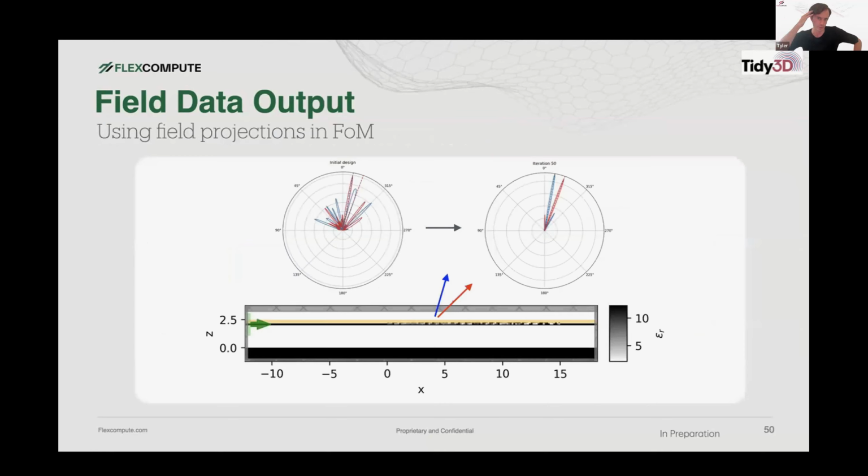And we also, of course, support field projection. So you can optimize a grating coupler to, in this case, compute the angular power in the far field and then maximize the one wavelength for one angle and one wavelength for another. And that works. Just so you know, this is in preparation because this is not released yet, but it will be released in our next minor release in a couple weeks.